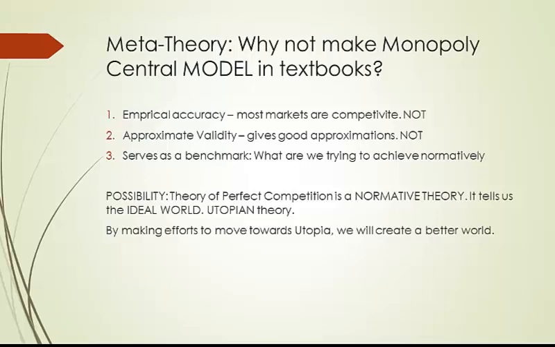So we come back to the meta theory. Why not make the monopoly or oligopoly model the central model? So the economists have some arguments that might be made against this. One of them is that empirically competition is what describes most of the real world. If that was so, then we would have a justification to make perfect competition our model. But as we have already seen, this is not true.